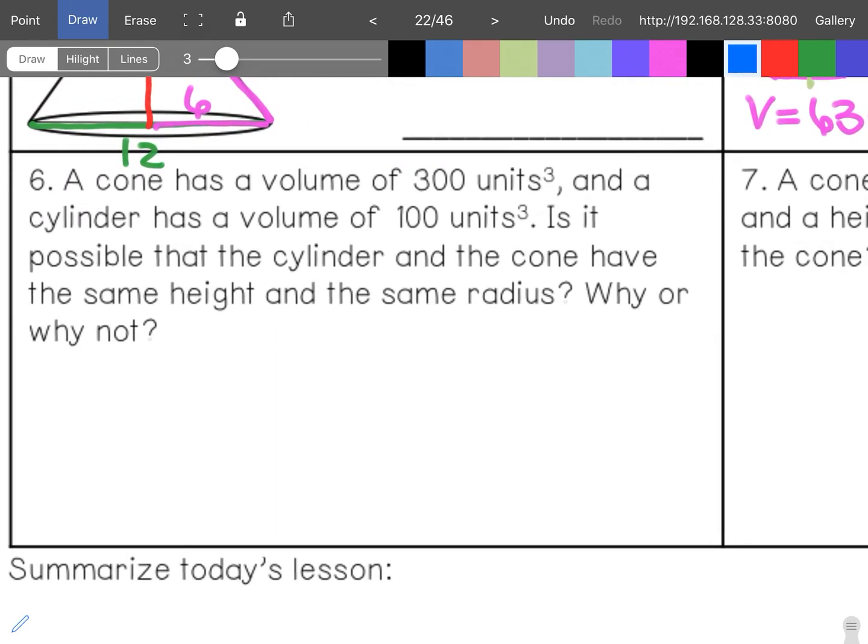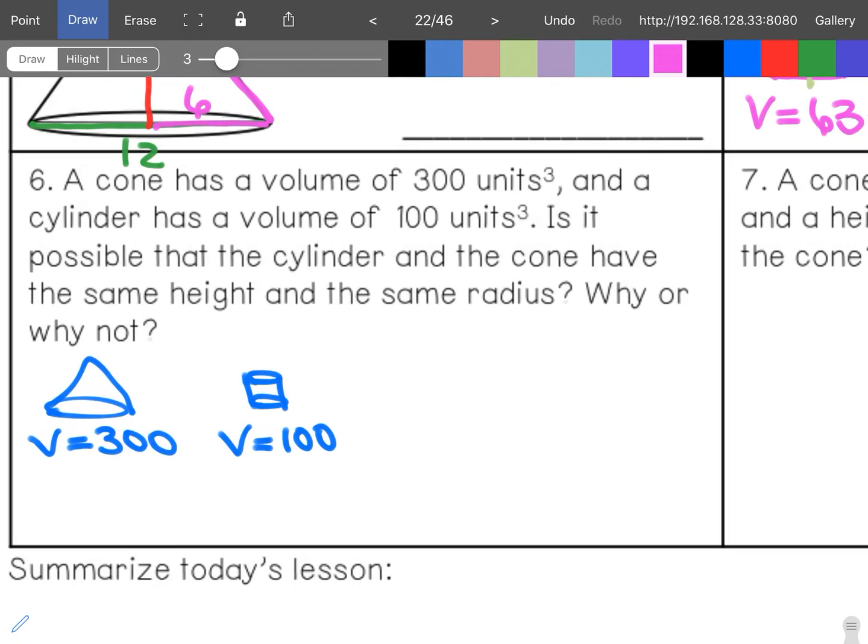Number 6, a cone has a volume of 300 units. Okay, so the cone has a volume of 300 units cubed, and a cylinder has a volume of 100 units cubed. So it must be a smaller one, right, if it's only 100. Is it possible that the cylinder and the cone have the same height and the same radius? Why or why not?